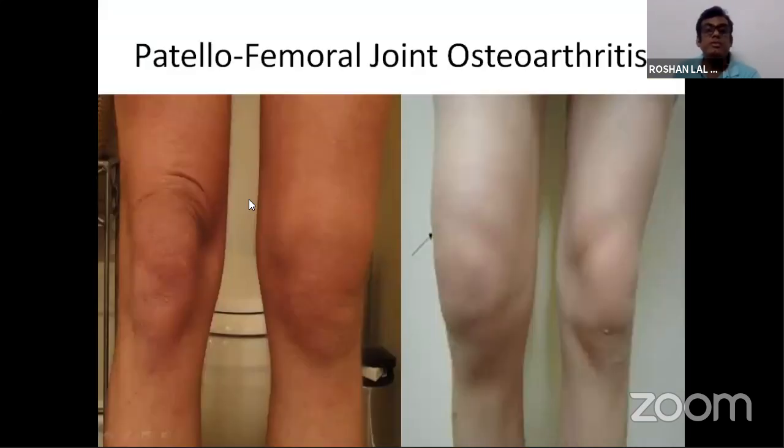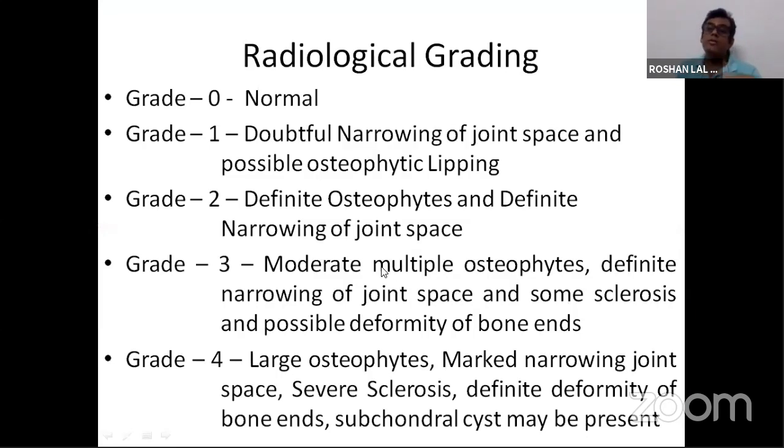The patellofemoral osteoarthritic patients may show swelling in the anterior aspect of the knee joint. Here we can see the sulcus, folds of the skin. Here we cannot see because there is swelling. There is swelling here. Now, how can we grade the osteoarthritic changes on radiology?